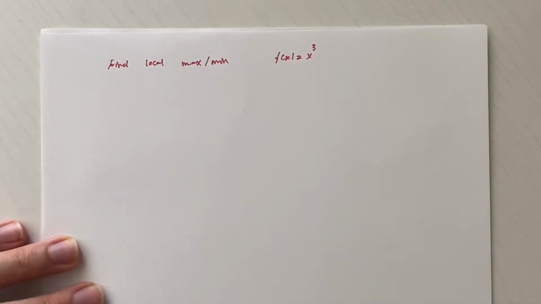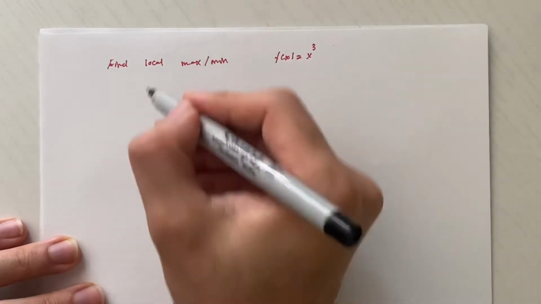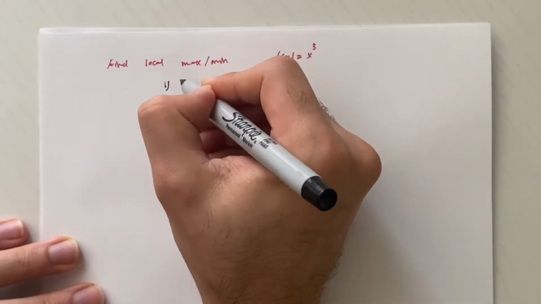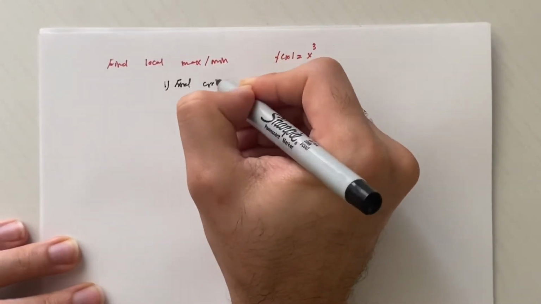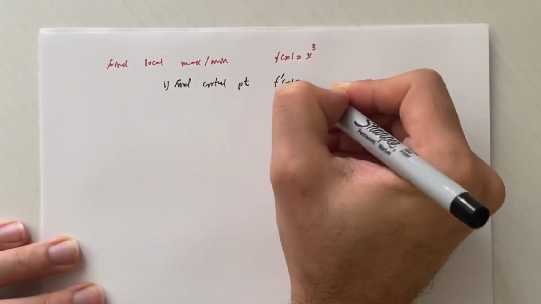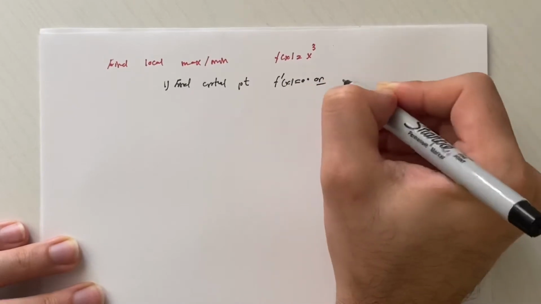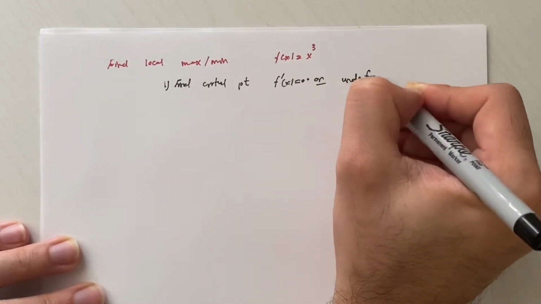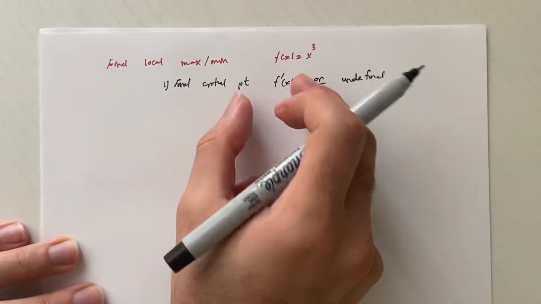Here we are given this function f of x equal to x cubed, and we want to find where its local max or min is. So the first step we're going to do is find a critical point, and a critical point is where the first derivative is 0 or undefined.